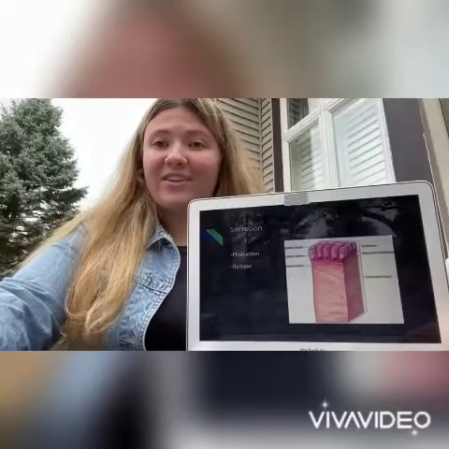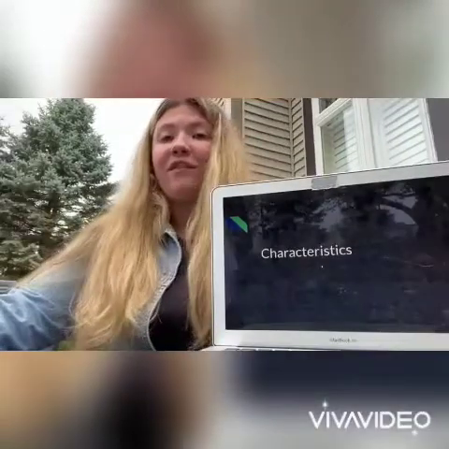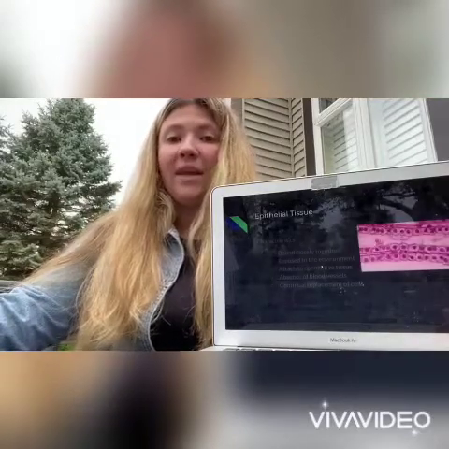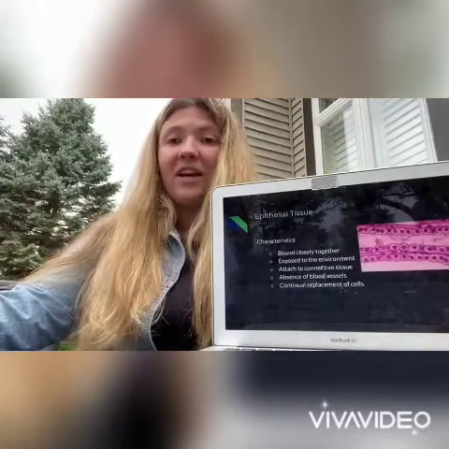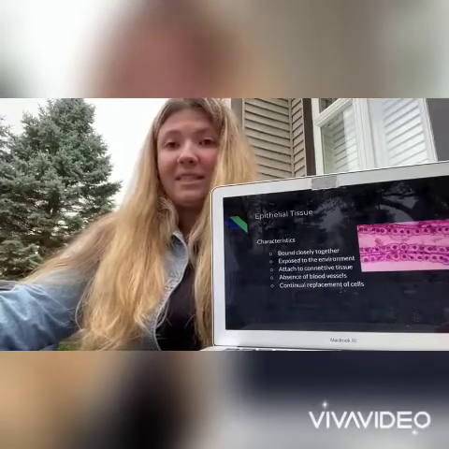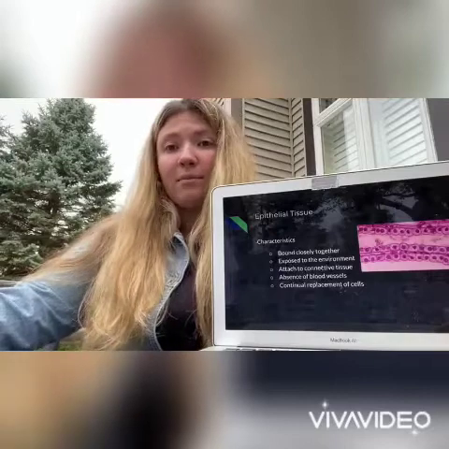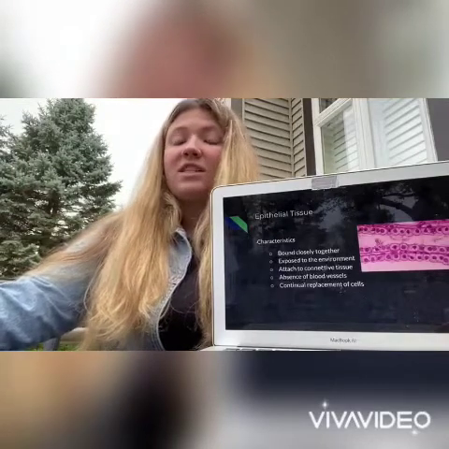Now we're off to characteristics. There are 5 characteristics of epithelial tissue. 1, they are bound closely together. They are exposed to the environment. They attach to connective tissue. There is an absence of blood vessels, and there is continual replacement of cells. These pencils are bound closely together by this rubber band, just like epithelial tissue is bound very close together.